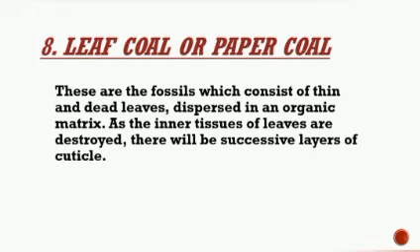The eighth type is leaf coal or pepper coal. These are fossils which consist of thin and dead leaves dispersed in an organic matrix. As the inner tissues of leaves are destroyed, there will be successive layers of cuticle.